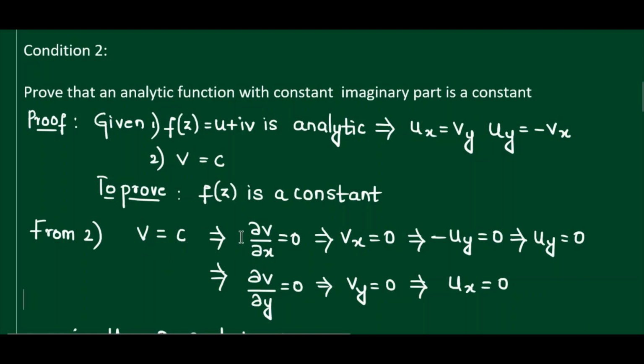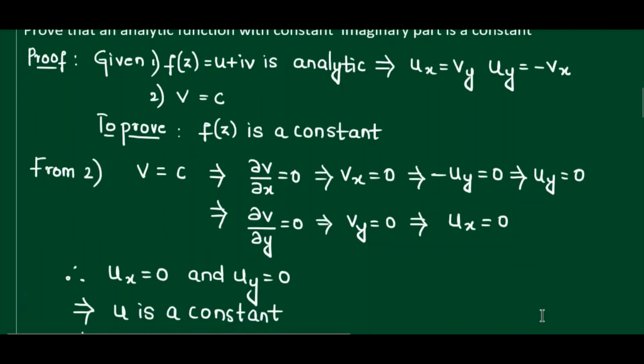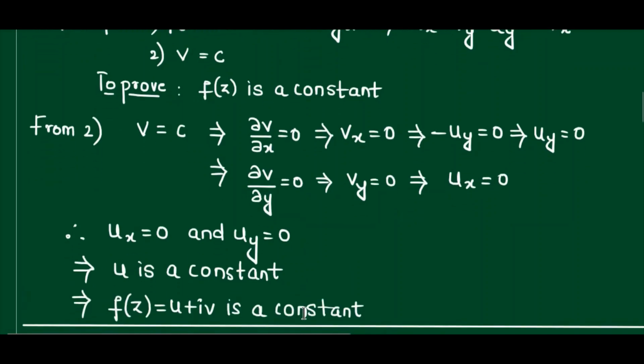So from the second equation, v equal to c, differentiate this partially with respect to x and y, you get 0. vx equal to 0, vy equal to 0, but you know vx is nothing but minus uy, therefore minus uy equal to 0, that is uy equal to 0. From this second equation, vy equal to 0, but you know vy is same as ux, therefore ux is also 0. So from these two equations you get ux equal to 0, uy equal to 0. This happens only when u is a constant. Therefore we can conclude f of z equal to u plus iv is a constant, because v is a constant and now we have proved that u is also constant.